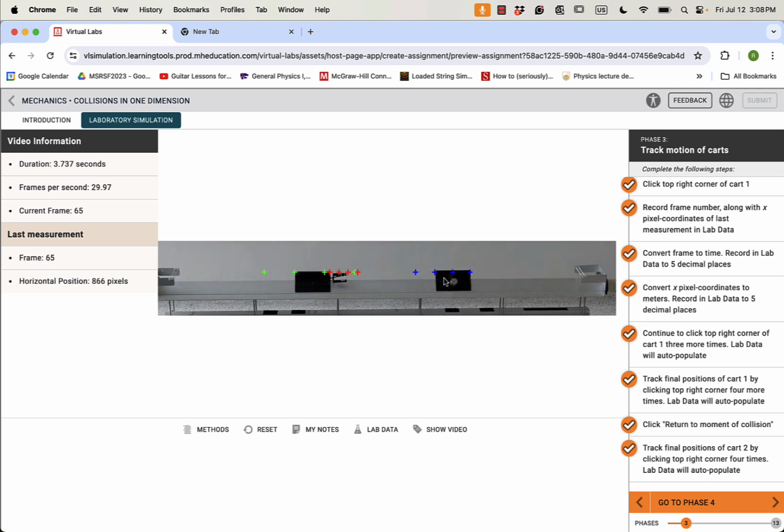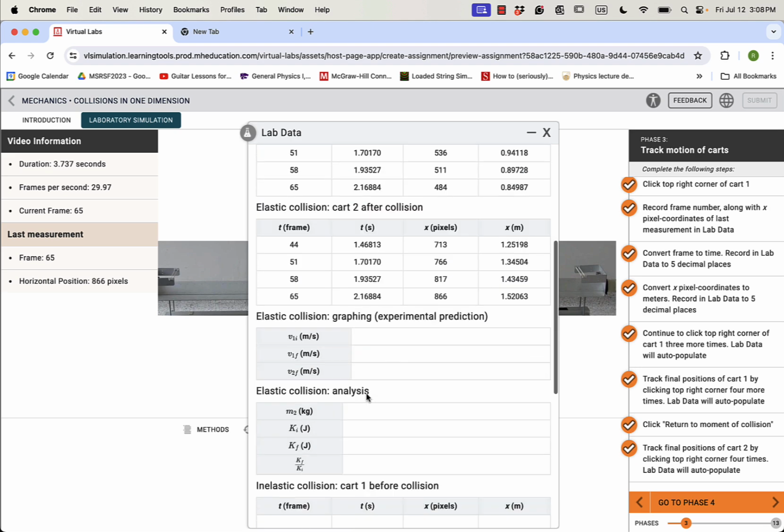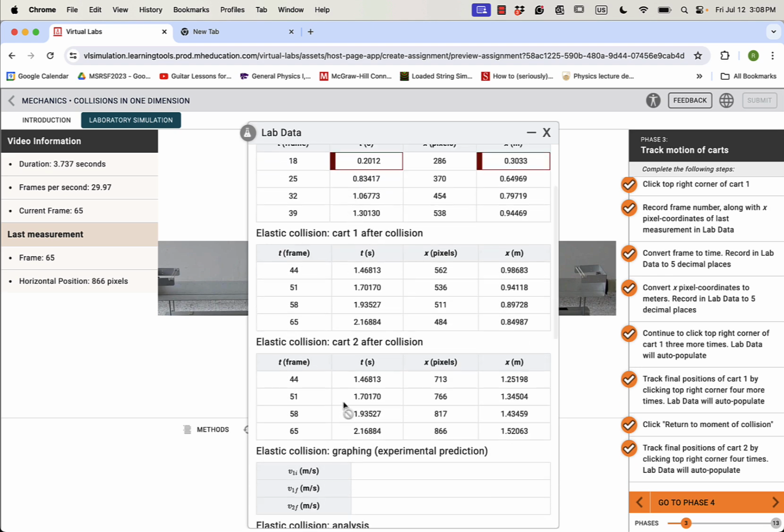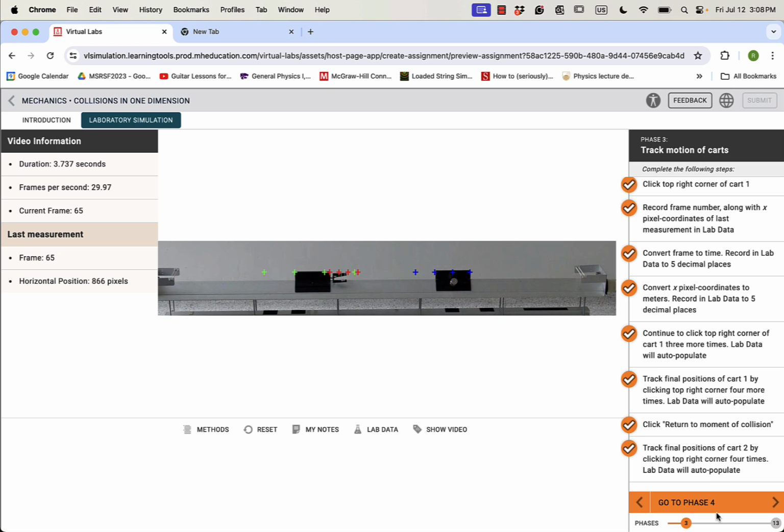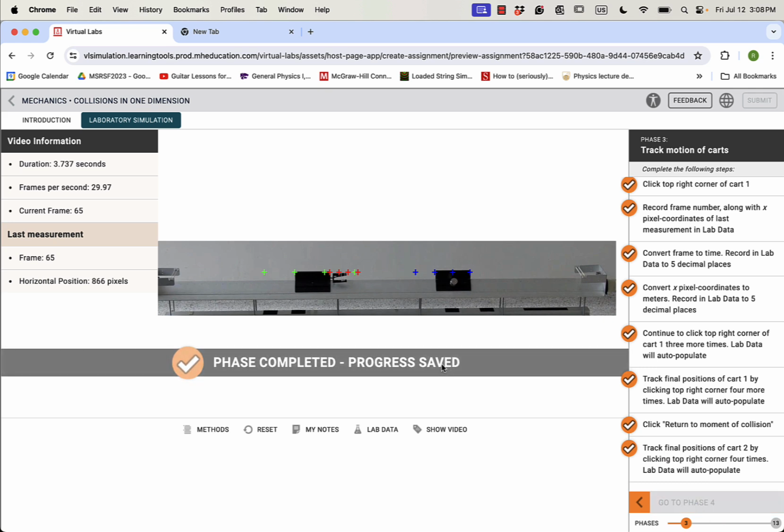So knowing this position, we can find the velocity. Okay, so after clicking that, you will see the lab data after collision. So that's the data after collision. All right, and then let's go to phase 4.